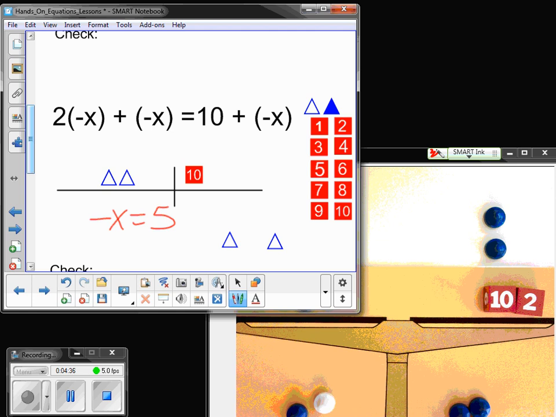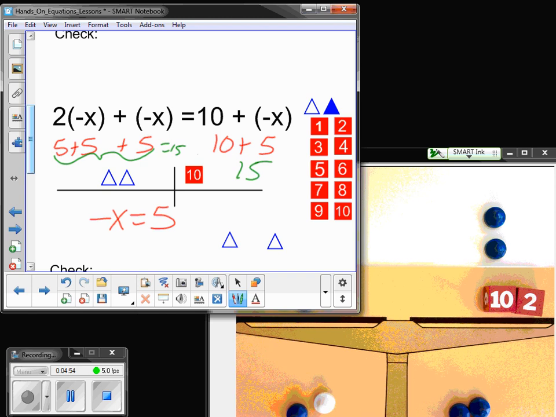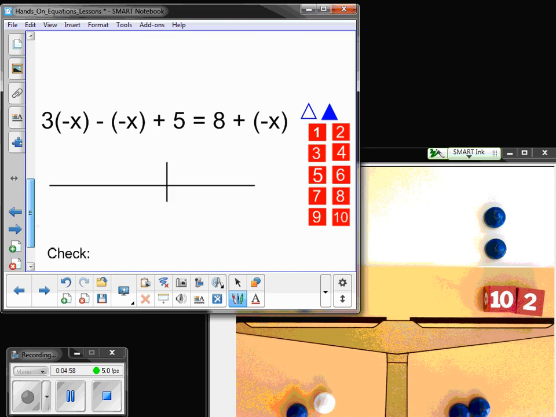Well, let's see if that works. I've got a 5 plus a 5 plus a 5. And on the other side, I have a 10 plus a 5. So on the right-hand side, I get 15. On the left-hand side, 5 plus 5 is 10, plus 5 is 15. I've got 15 equals 15. That works out. One more.